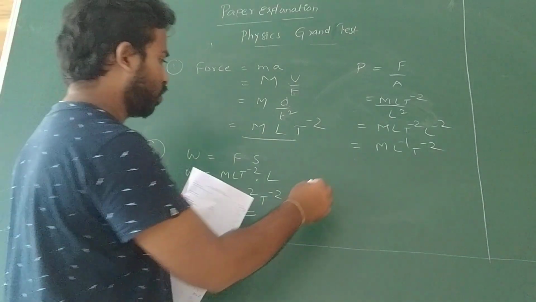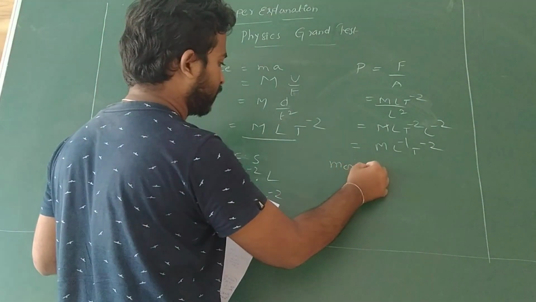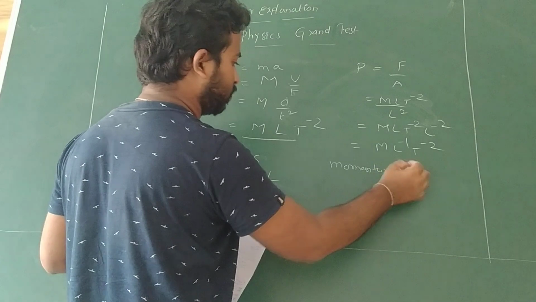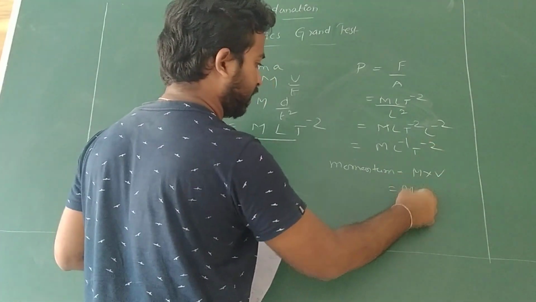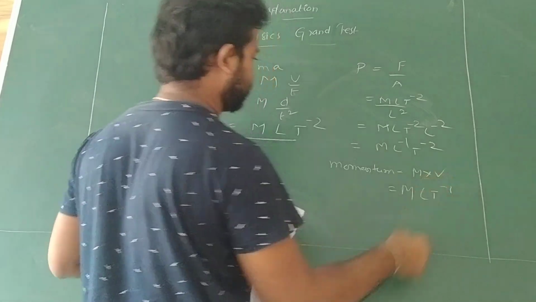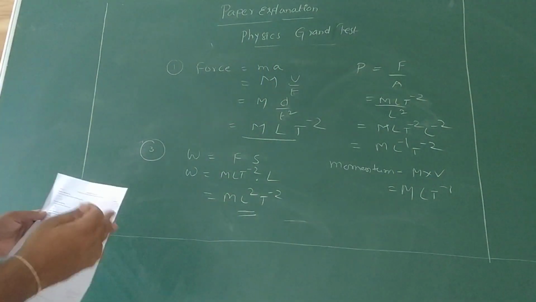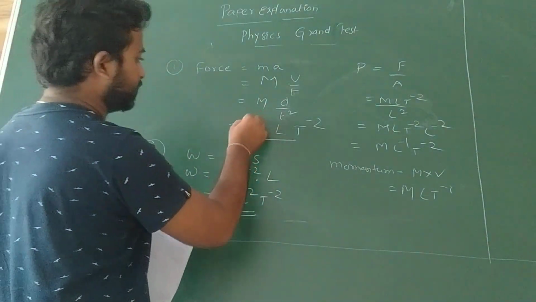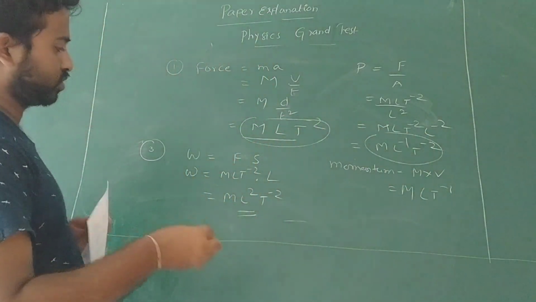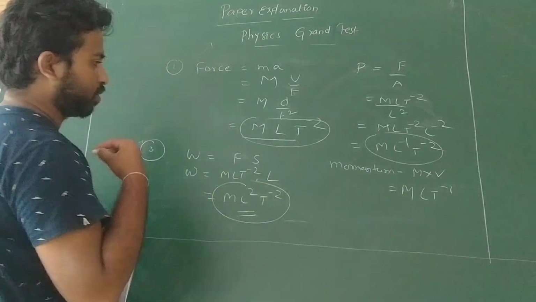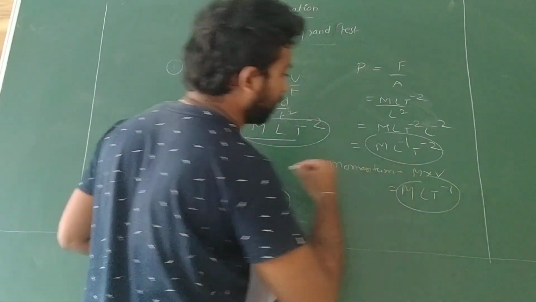And the fourth one is what? Momentum. What is the meaning of momentum? Product of mass into velocity. Then mass into velocity. Mass means M. Velocity means L T power minus 1. So now we know all the dimensional formulas. Force means M L T power minus 2. And pressure means M L power minus 1 T power minus 2. And work means M L square T power minus 2. And momentum means M L T power minus 1.